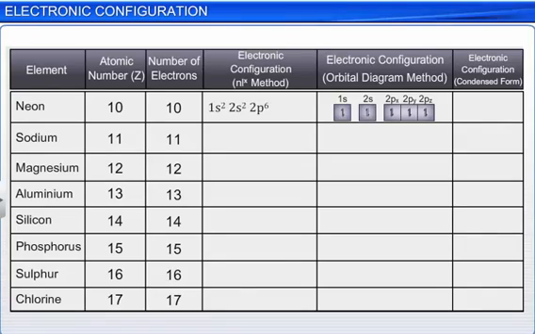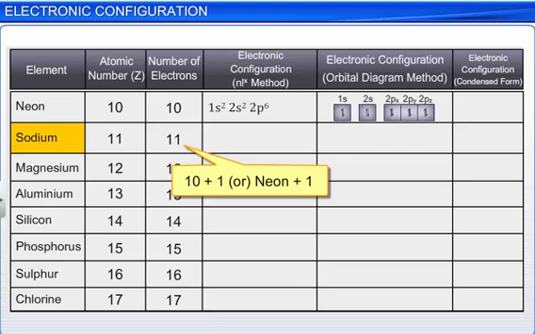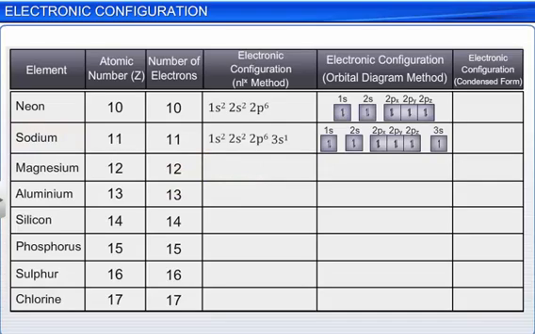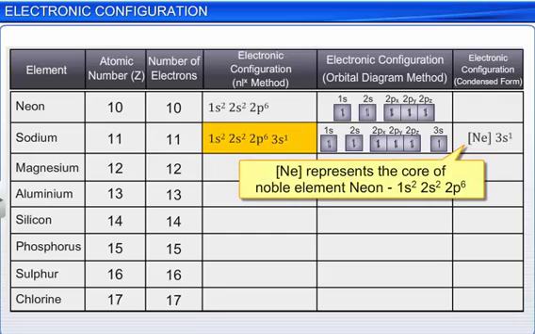We can also write the electronic configurations of most of the elements in a simplified manner or condensed form. For example, the element sodium, that has 11 electrons, has 1 electron more than its nearest noble gas, neon. The 11th electron will enter the 3s orbital. Therefore, the electronic configuration of sodium, which is 1s2, 2s2, 2p6, 3s1, can also be written in a condensed form as neon 3s1.